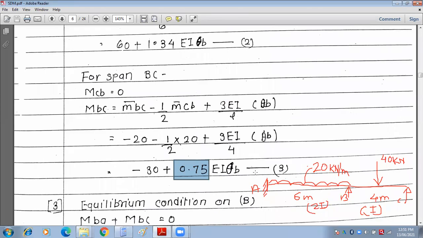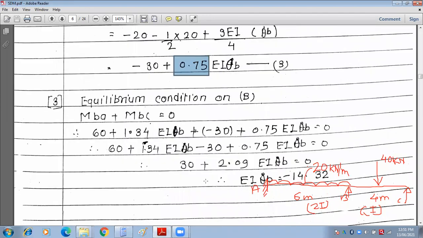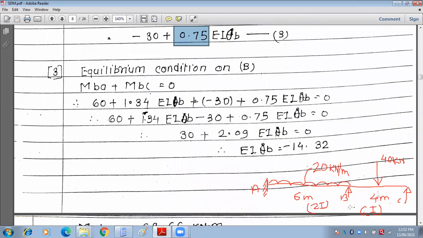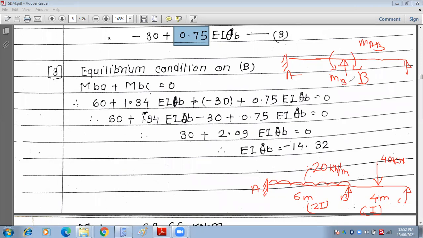Once you have written down equations 1, 2, 3, now we have to utilize the compatibility condition or equilibrium condition. As we know, for the support B there are two moments. Let us consider this one is the support B, and here is the support A. Here one moment AB, similarly here the fixed moment BC, and the summation of these two moments MBA and MBC must be equal to 0.